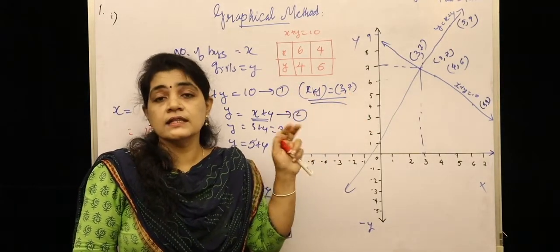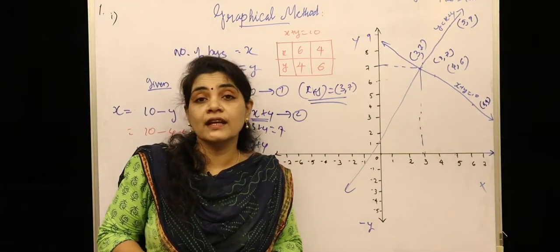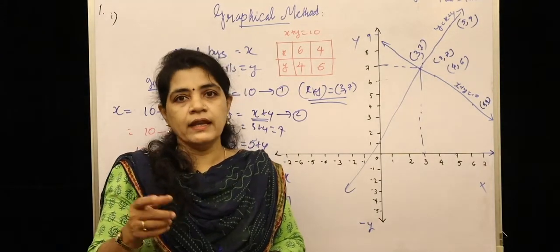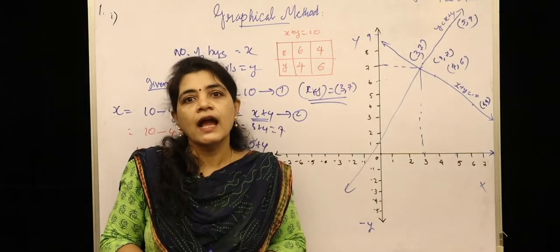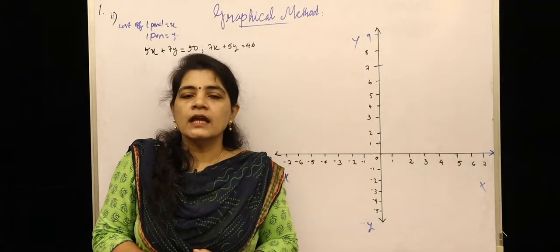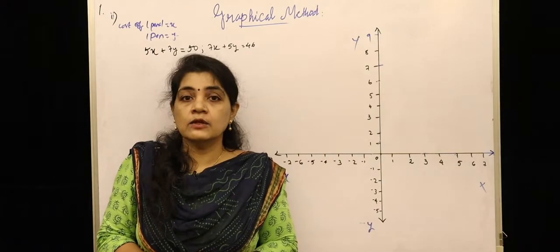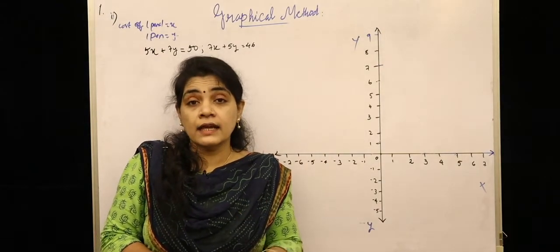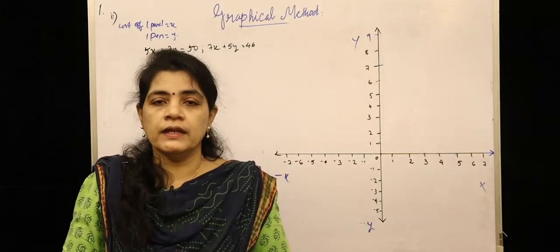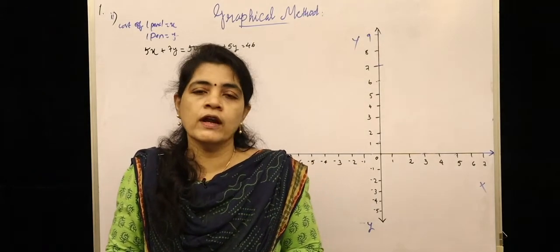Is this clear, children? This is the way to plot the graph for a pair of linear equations in two variables. Consider each equation separately, find out the solution set and plot the graph. Now we are solving the second sub question. Here we are given that the cost of 5 pencils and 7 pens is rupees 50, and in the second case the cost of 7 pencils and 5 pens is rupees 46. We have to find the cost of 1 pencil and the cost of 1 pen.